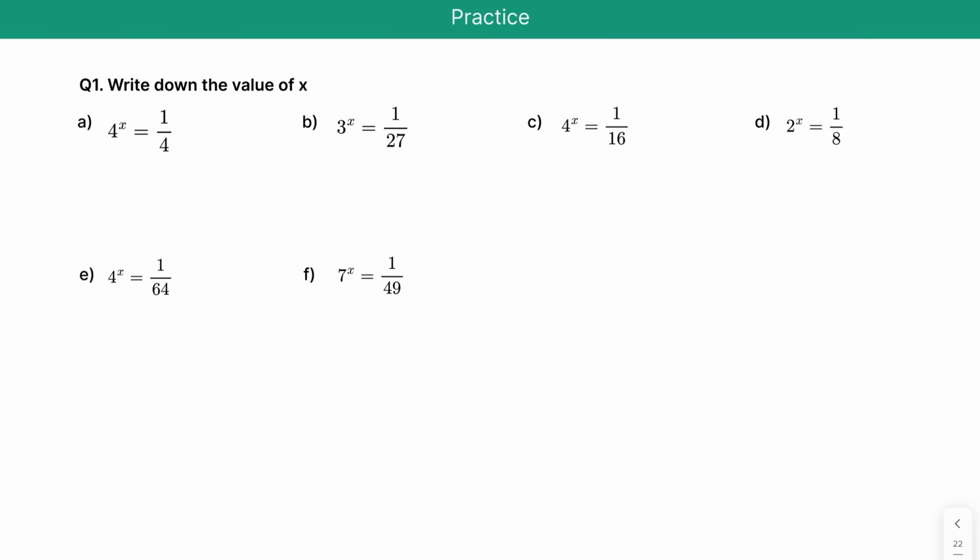Here are some practice questions. Press pause now and have a go. Here are the answers. Mark your work.